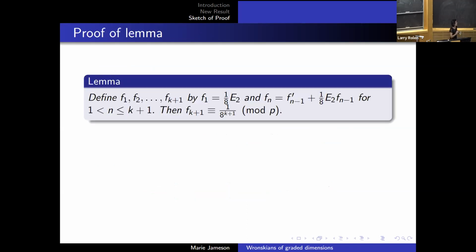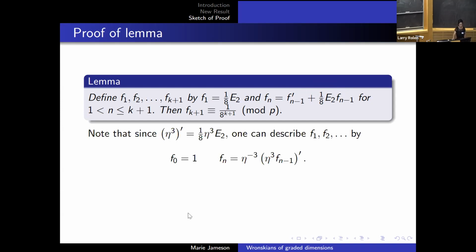Okay, so what about this lemma? I'll be quick, I swear. So this is what we want to prove. These f's are defined using this recurrence, and I want to prove that when p equals 2k plus 3 is prime, then f sub k plus 1 is congruent to this constant mod p. How do you do that? Well, you have to rewrite these f's in terms of some recurrence. Thinking about where this term 1/8 times e2 comes from, it comes from differentiating eta cubed. And that gives me an alternate way of stating this recurrence.